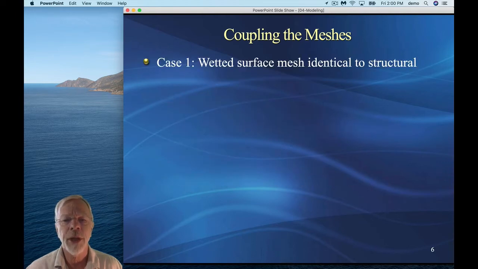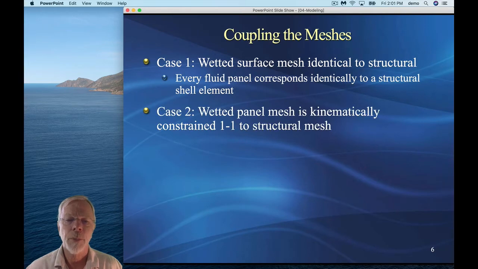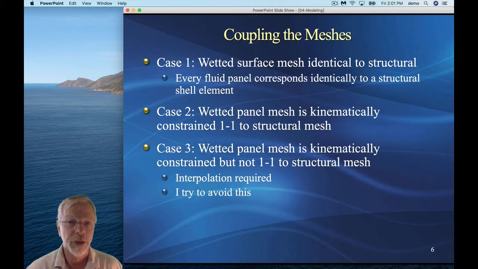So in coupling the meshes, we have three cases. In case one, the wetted surface mesh is identical to the structural mesh. And that means that every fluid panel corresponds identically to a structural shell element. In case two, the wetted panel mesh is kinematically constrained one-to-one to the structural mesh. In case three, the wetted panel mesh is kinematically constrained but not one-to-one to the structural mesh. And that means we need to do some interpolation. And quite frankly, I try to avoid this situation.